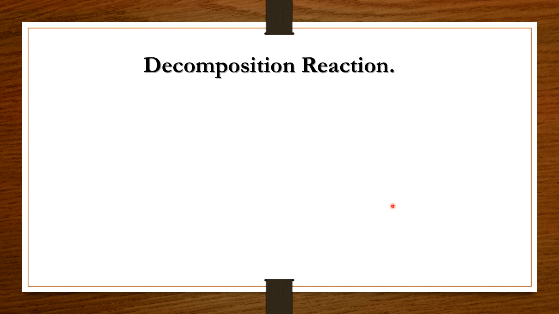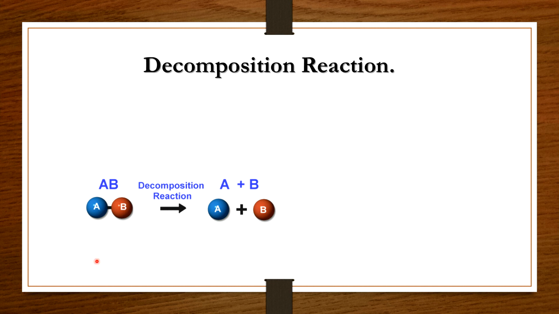Okay, so now let's know what is meant by a decomposition reaction. In this image you can observe that suppose this is a reactant AB. It splits and forms two products. That means a single reactant is given and it forms two products. So this is called a decomposition reaction.